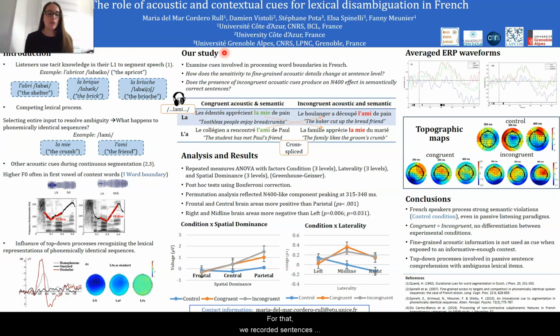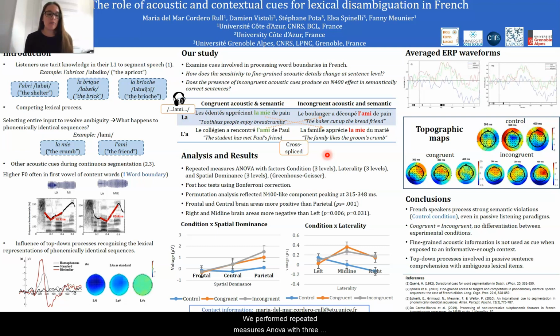For that, we recorded sentences containing our homophonic pairs, such as the ones here, and we cross-spliced the homophones for half of the sentences to create incongruent sentences.